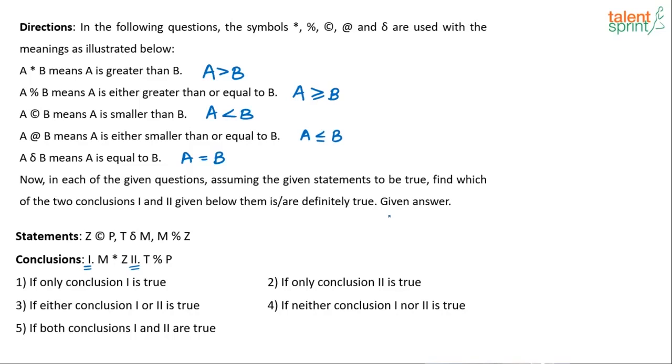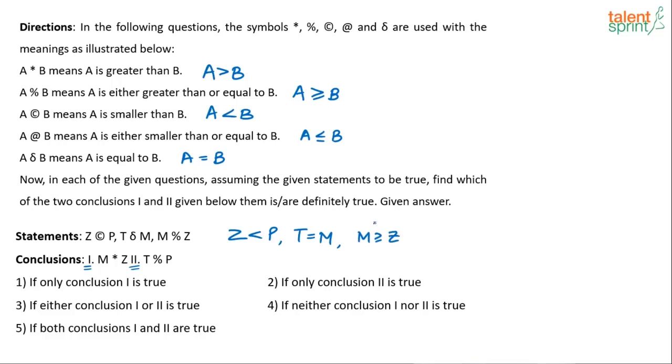So let's first of all convert these statements into meaningful statements. Here we have got some symbols in the notations, like Z copyright P would mean what? Z is less than or equal to P, because copyright means less than or equal to. Let me write down the three statements first. Z is less than or equal to P. Then we have the next one, T eta M, which means T is equal to M. And the third one, M percentage Z. Percentage means greater than or equal to. So M is greater than or equal to Z.